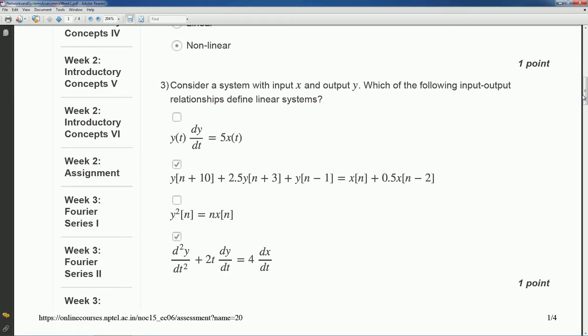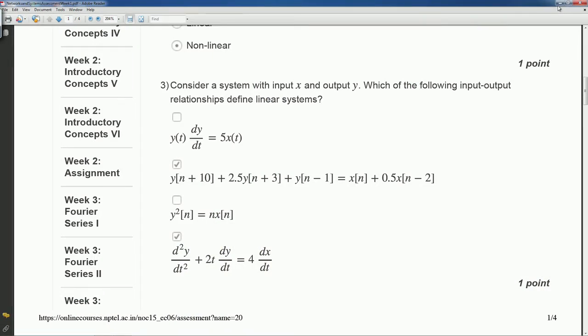Now, how do you determine whether this is a linear system or not? You have to follow an approach very similar to before. You have to write down x1 of t. So, for instance, you have to check additivity. How do you check additivity? You have to say x1 of t satisfies a certain equation with y1 of t, x2 of t satisfies a certain equation with y2 of t.